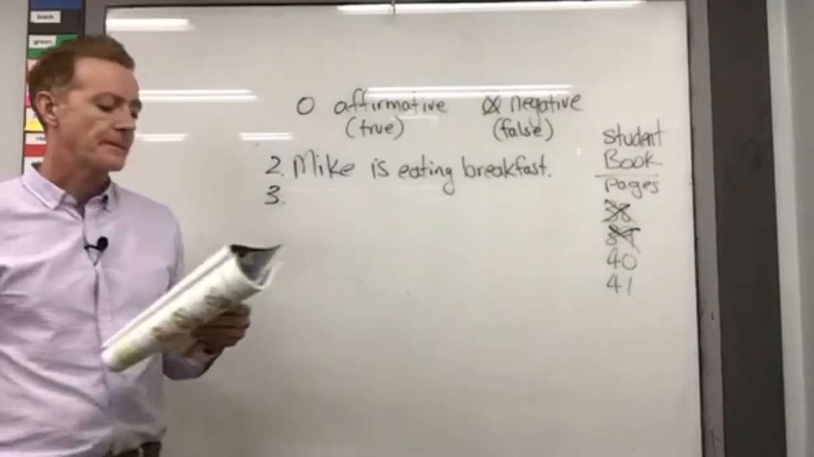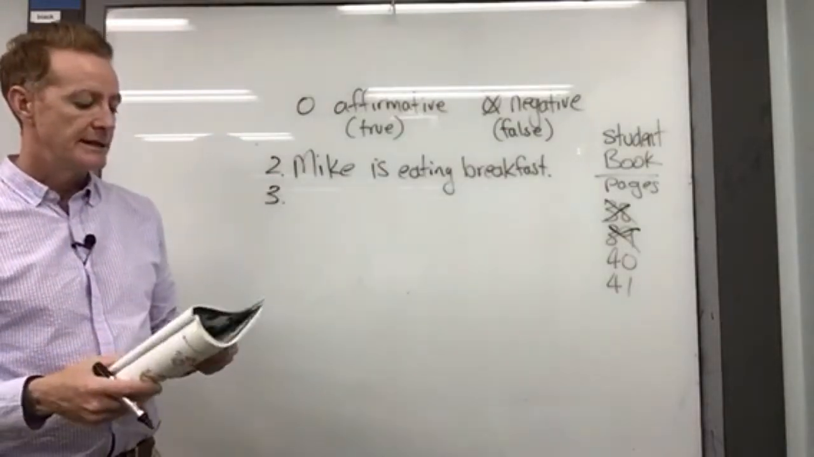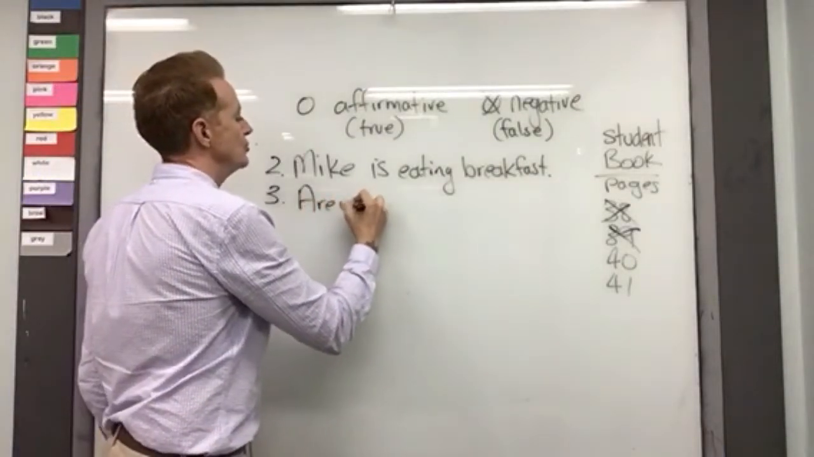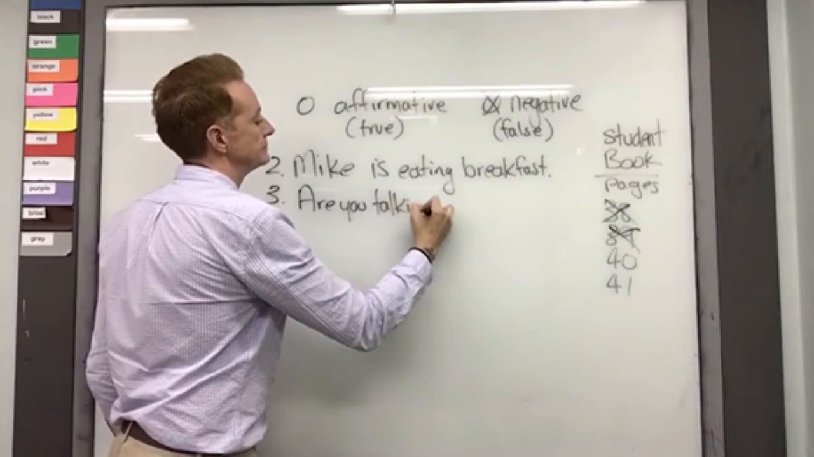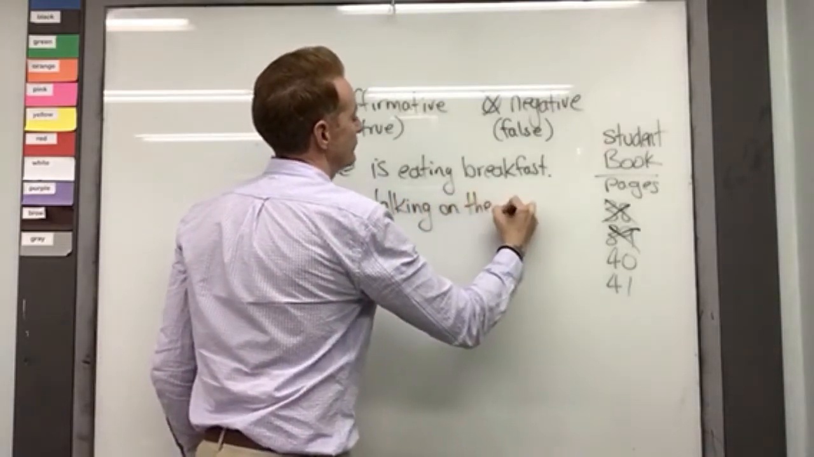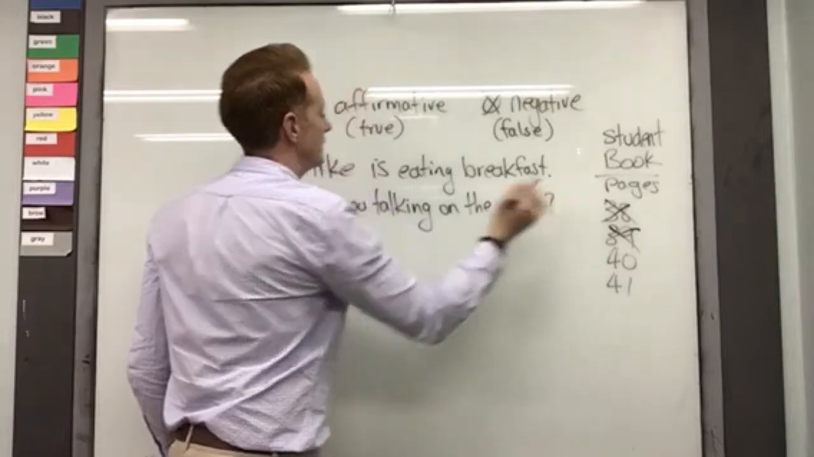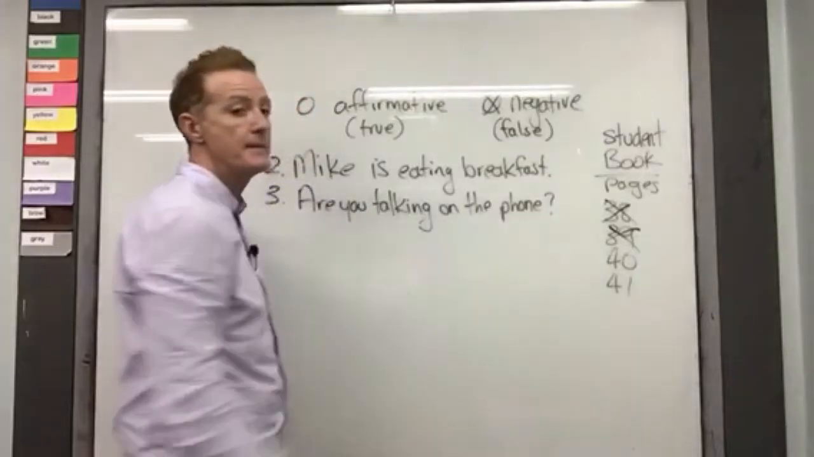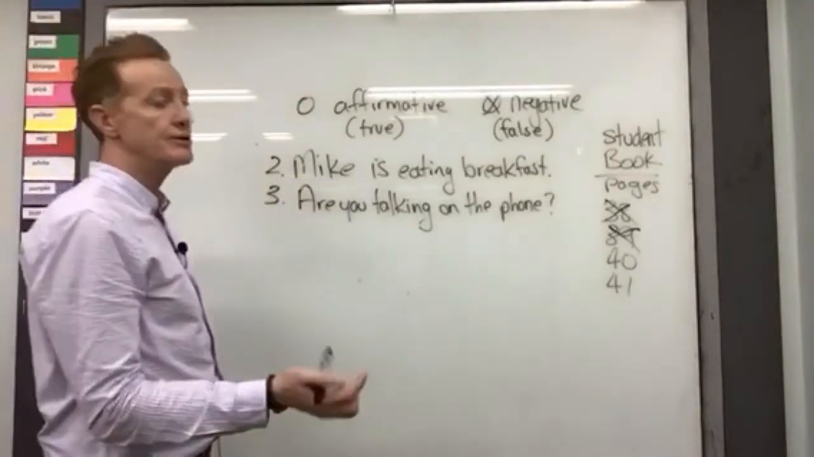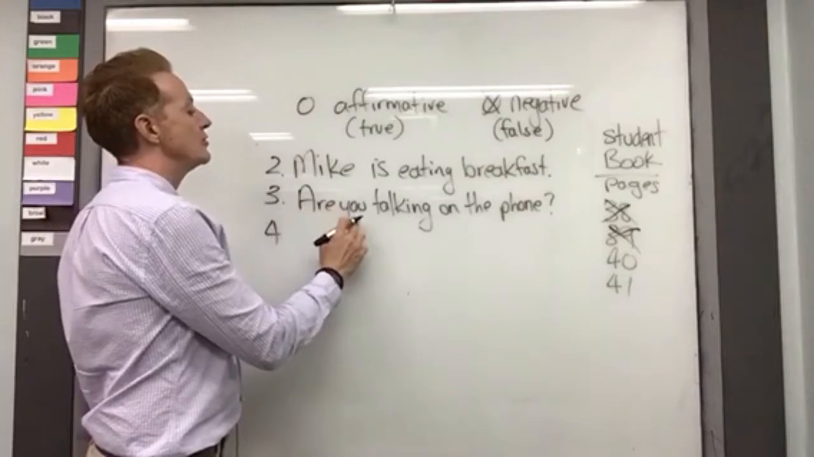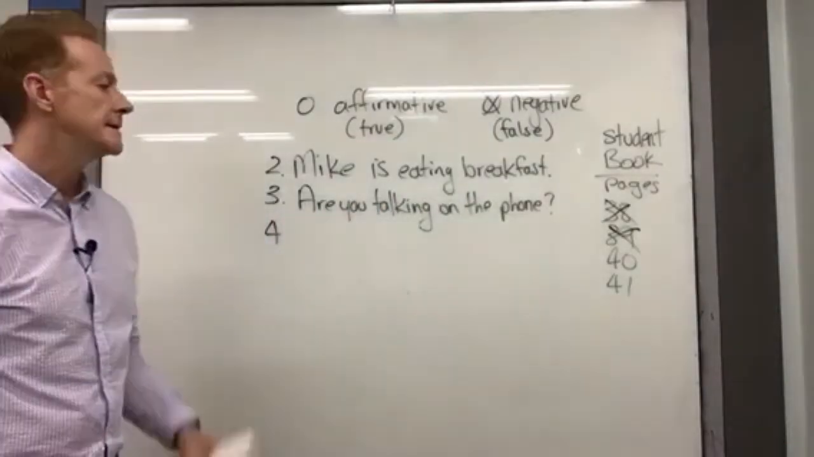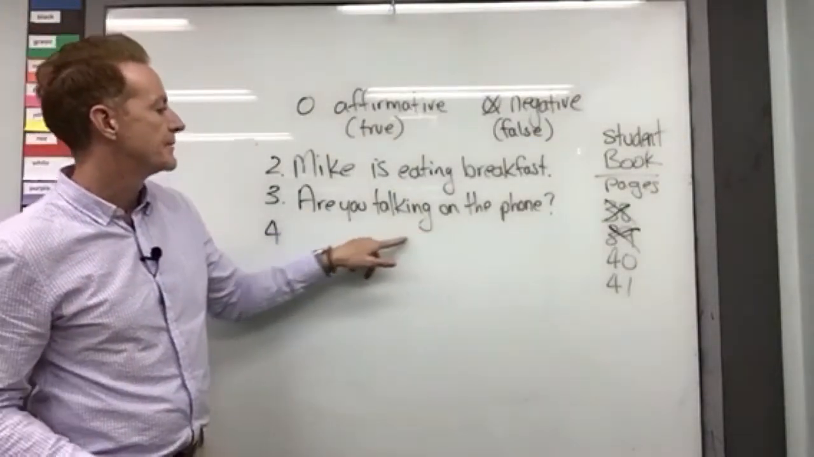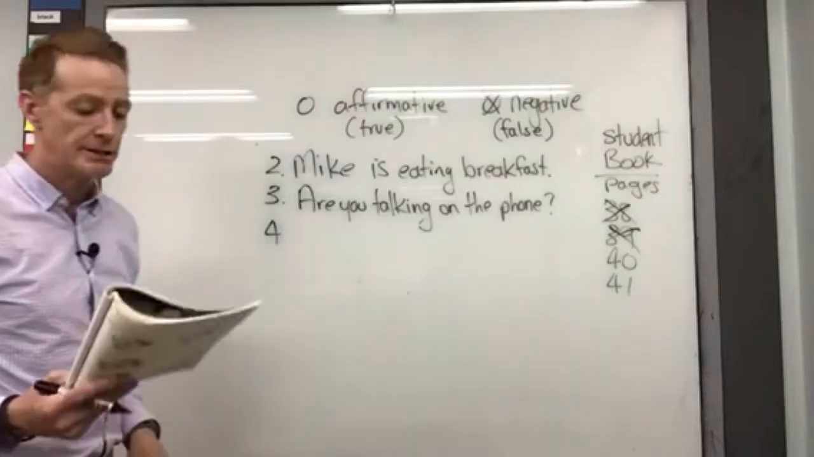So number 3, this one is a question. You talk on the phone. You have to make a question. So, are you talking on the phone? Present continuous. We're using the ing here. Are you talking on the phone? This is a question, so make sure you end with a question mark. All right, so this part here is our present continuous. Our verb is talking, we're adding the ing.